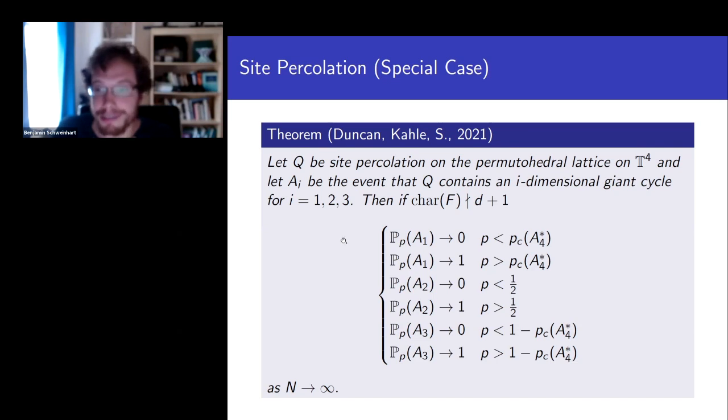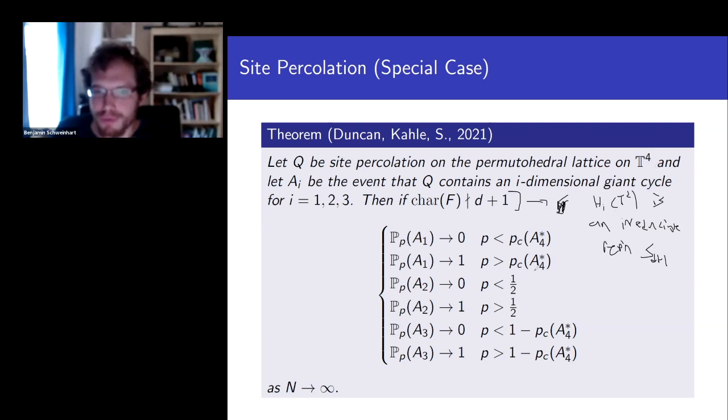And we can show, using our same results, that if the characteristic of F does not divide D+1, this is exactly when H_I of the torus T^D is an irreducible representation of the symmetric group S_{D+1} on D+1 letters. If you know that, I just wanted to say this. So that's where the spinning lemma comes in. Then we can show we get three different sharp phase transitions.